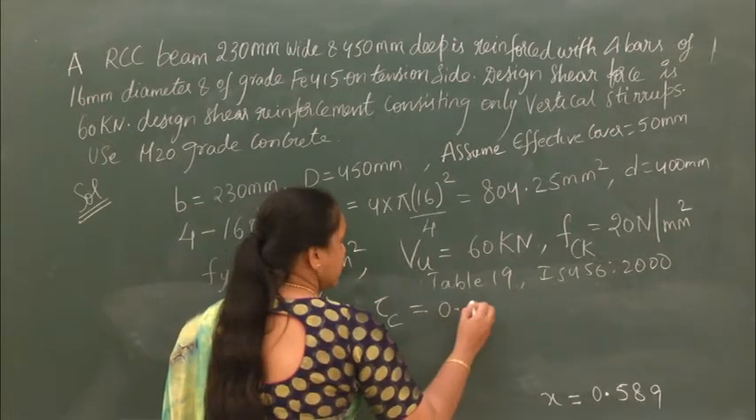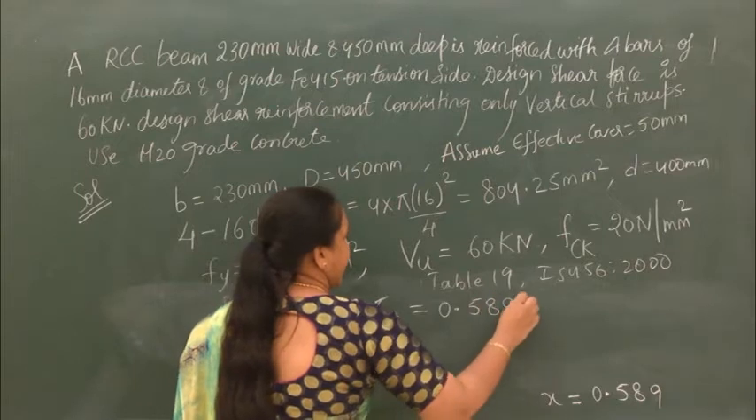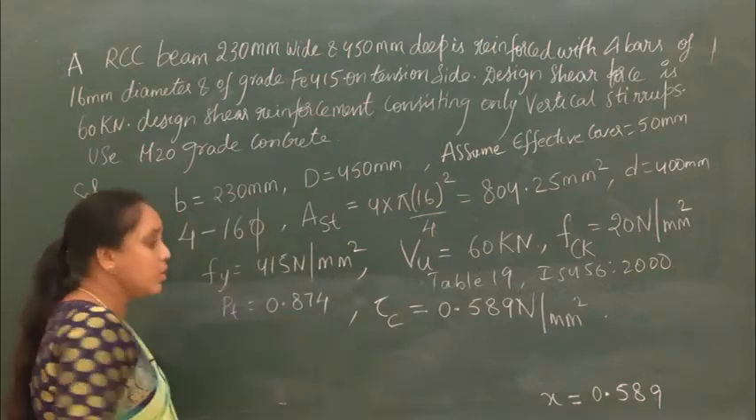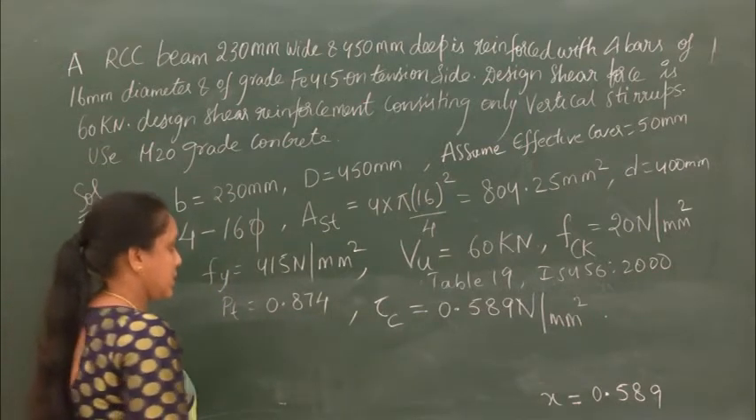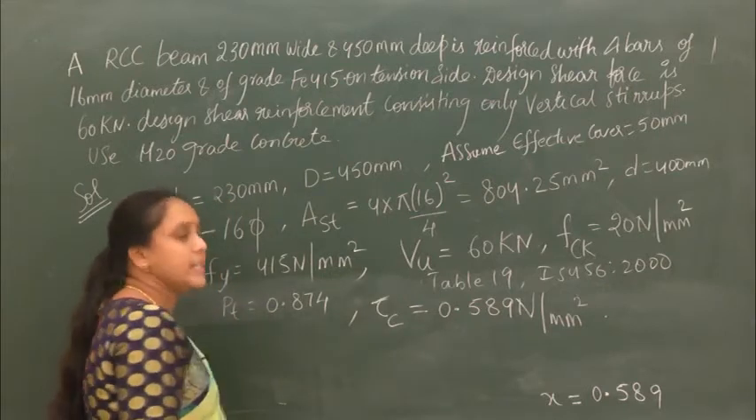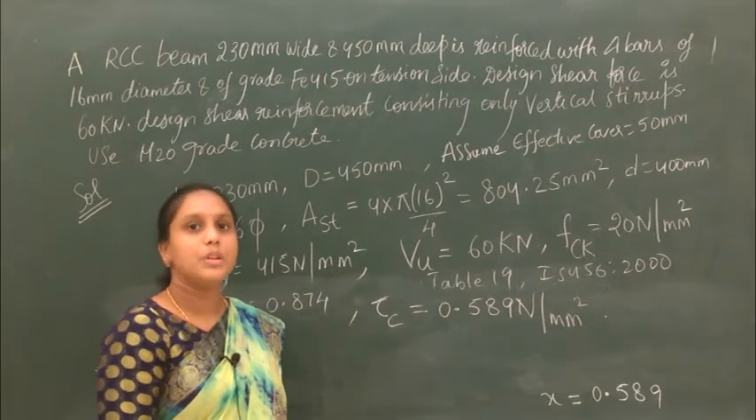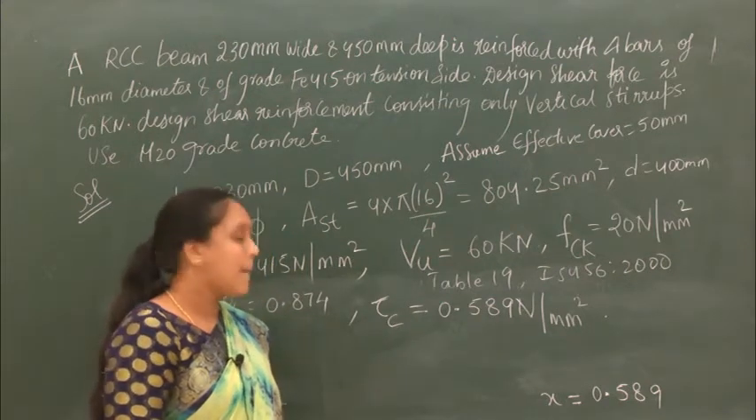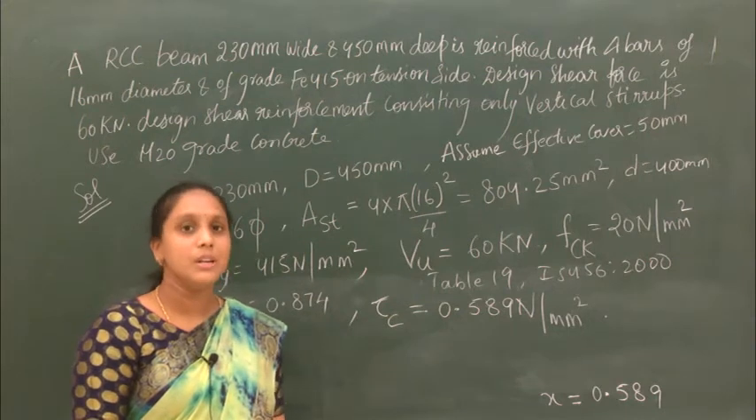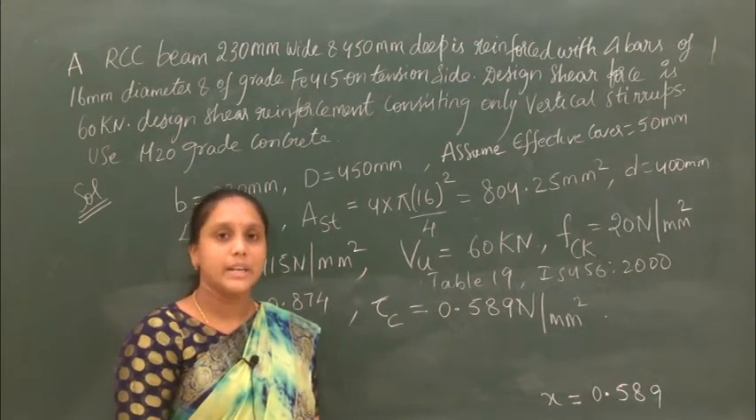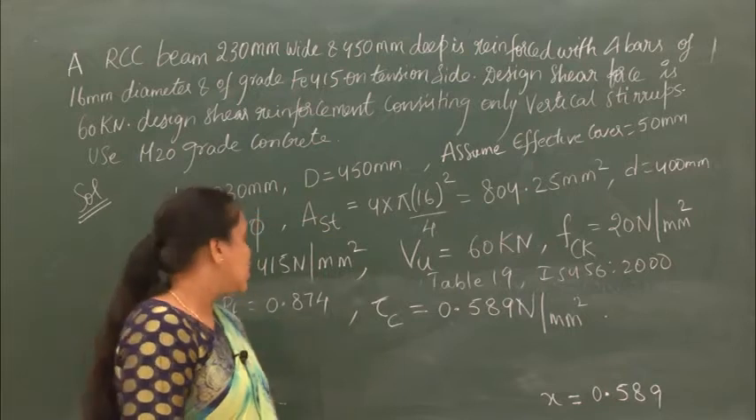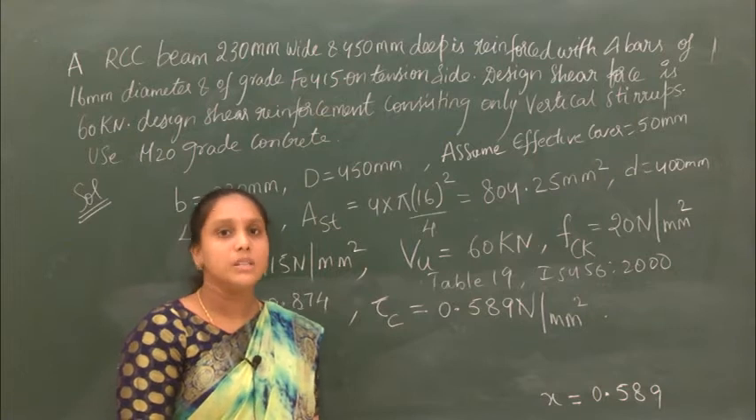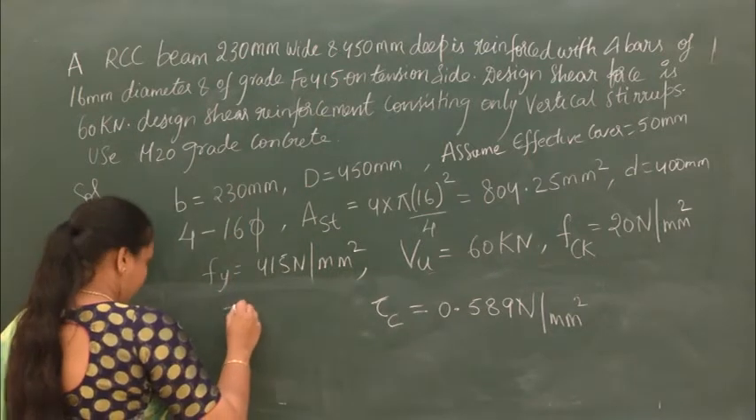Tau c is equal to 0.589 Newton per mm square, corresponding to this percentage of steel. So this is the second step what you have to do. Now next, we have to find out the maximum shear stresses in concrete, or we have to calculate the tau c max value.